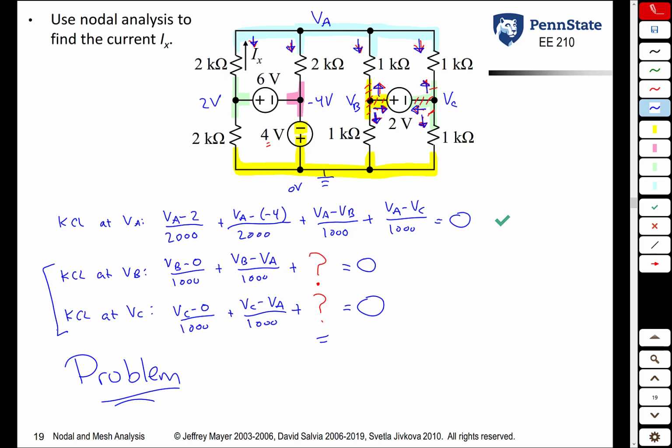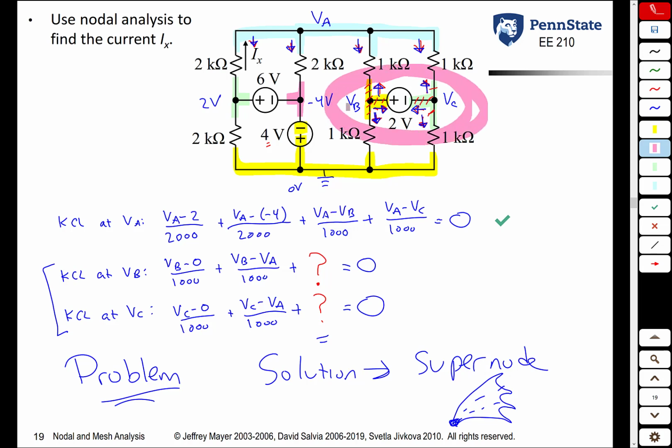So what do you do when you have a problem? Well, in the real world, what do we do when we have a problem? We call a superhero. Batman, Superman, Iron Man, etc. So in circuit analysis, you call a superhero. The superhero we call is supernode. So let's give him a little cape. So supernode is a solution to the problem of when you have a floating voltage source.